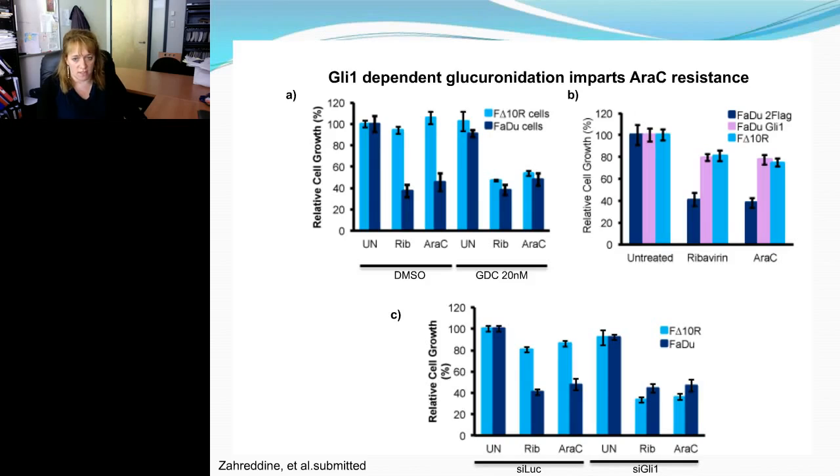But what was also very interesting was that only the combination, not GDC alone, but the combination of GDC and ARC or ribavirin allowed drug sensitivity once more. And we saw a similar story for GLI1 overexpression, where again the GLI1 overexpression led to ARC as well as ribavirin resistance. And finally, if we do siRNA to GLI1, we get a similar effect as we do with GDC, where once again siRNA to GLI1 allows restoration of ARC sensitivity to our resistant cell line.